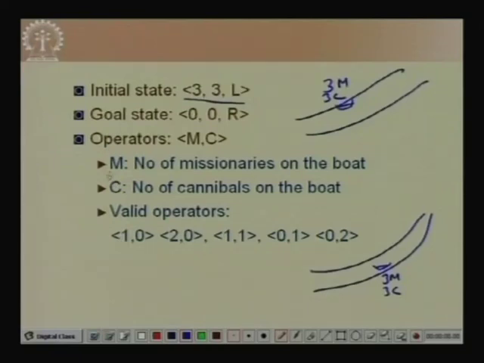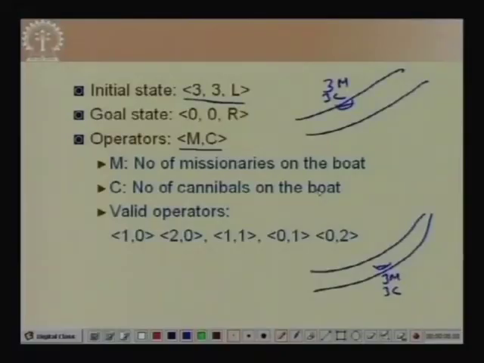The operators for this problem are represented as a two tuple M and C. M is the number of missionaries on the boat, C is the number of cannibals on the boat. Since at most two persons can be in the boat at the same time, the possible operators are 1, 0; 2, 0; 1, 1; 0, 1 and 0, 2. And 0, 0 is not a valid operator because the boat needs at least one person to steer it.